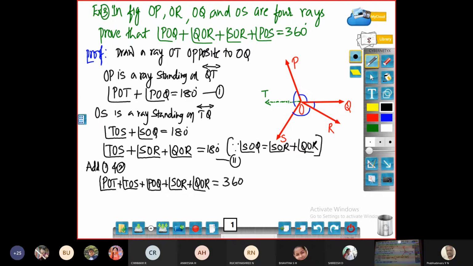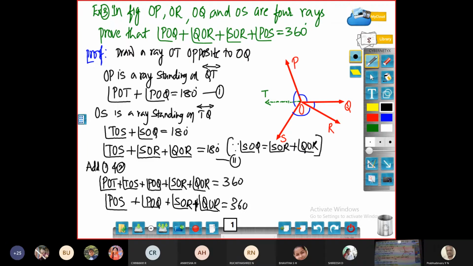Now look at the diagram and tell me, in place of POT and TOS, what we can write? Sir, POS. POS. So in place of POT and TOS, let us write angle POS. Then let us write POQ as it is, SOR as it is, and QOR as it is. Together it is equal to 360 degrees, the sum of these four angles.